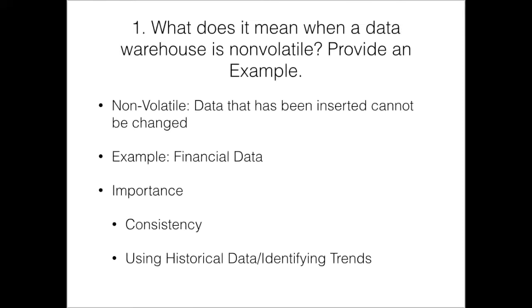It's also important in thinking about this example of financial data. It's important for consistency. If you purchased a product from a store and then the store or the bank changed the price of that product and charged you more than you had bought it for, that would be fraudulent, and it would really be a distrust on the part of the organization. It would not build trust with you as a user or consumer, and it would provide a lot of issues legally as well. So that's why it's important that data in a data warehouse is non-volatile, meaning that it cannot be changed once it's inserted.